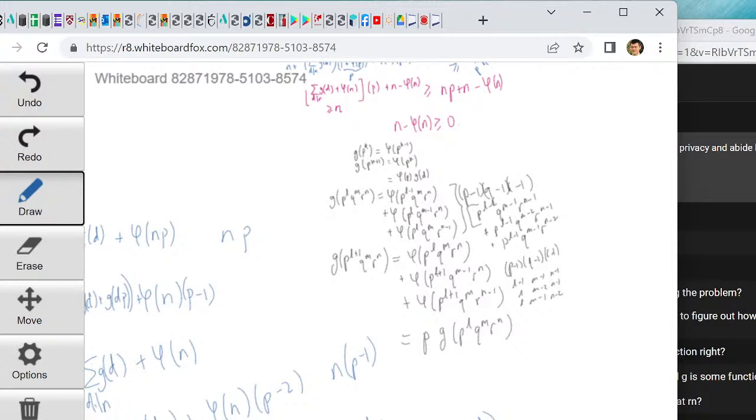This is kind of algebra, it's not really number theory. But alright, I think that'll do for now.